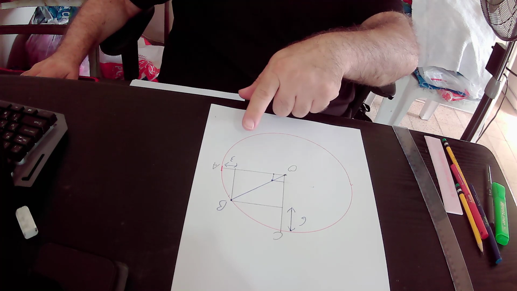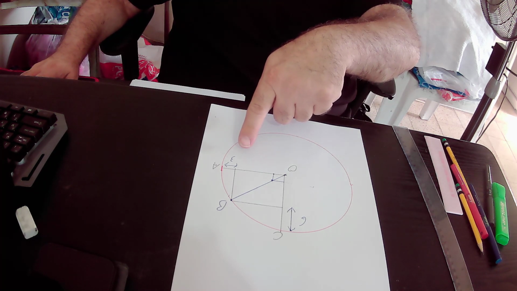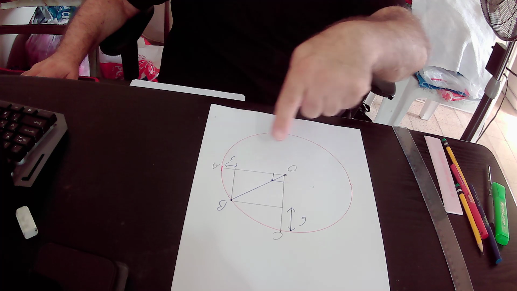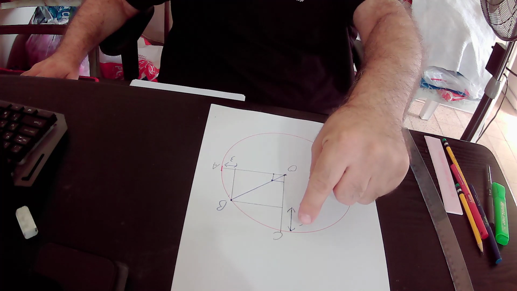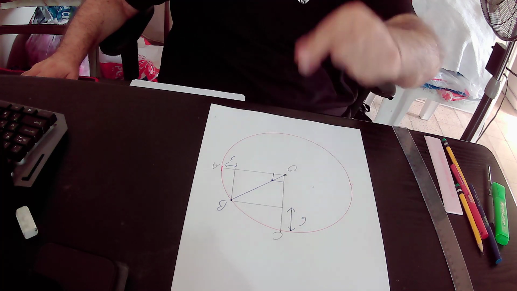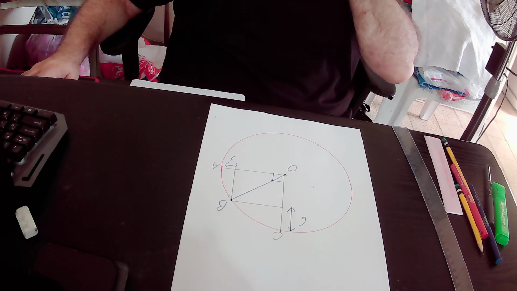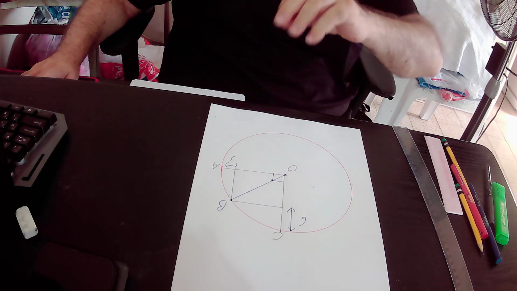The size of this line segment is 3 units and the size of this line segment is 6 units, and we want to find out the radius of this red circle.